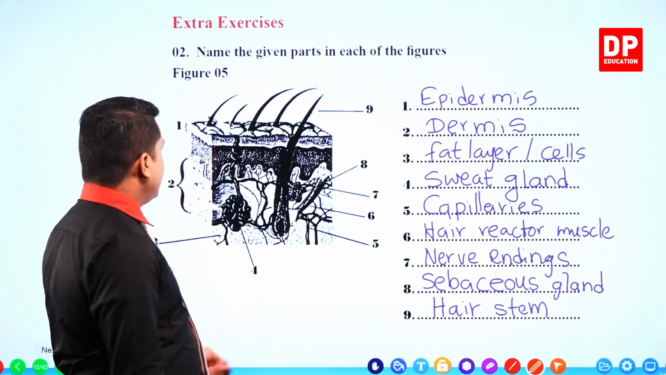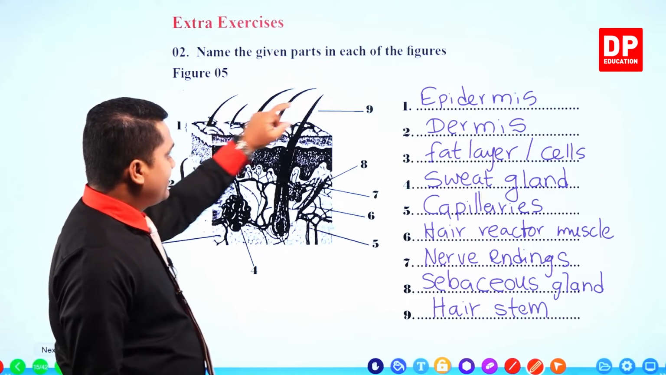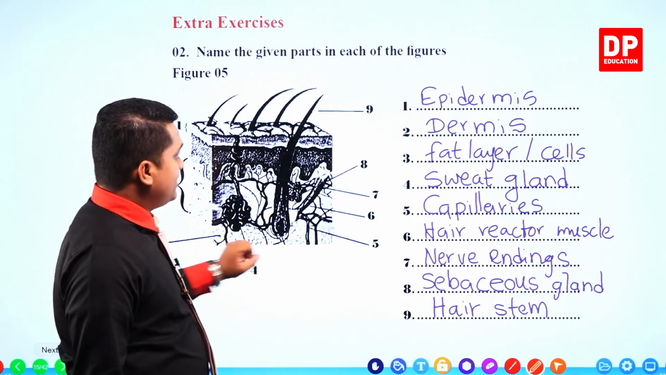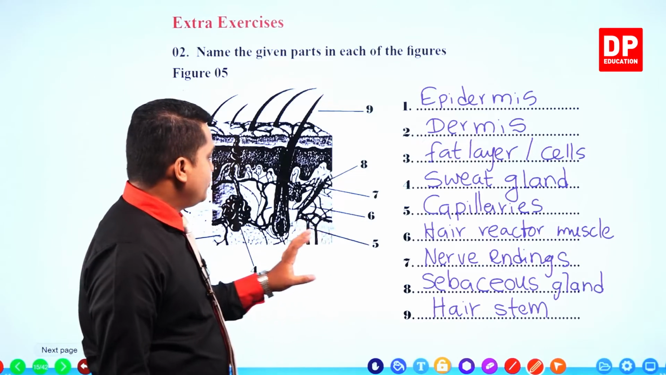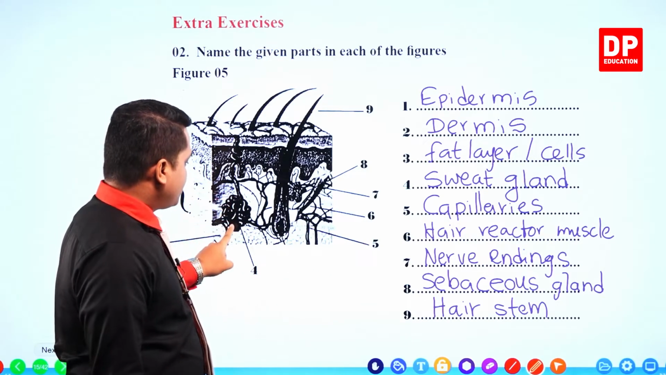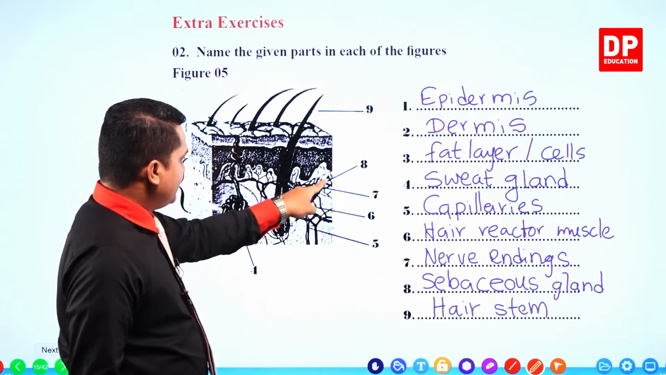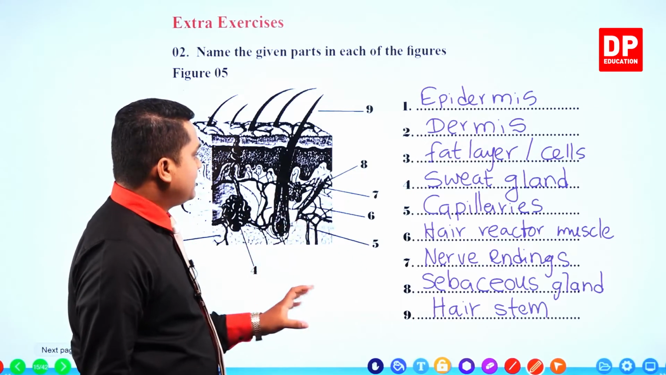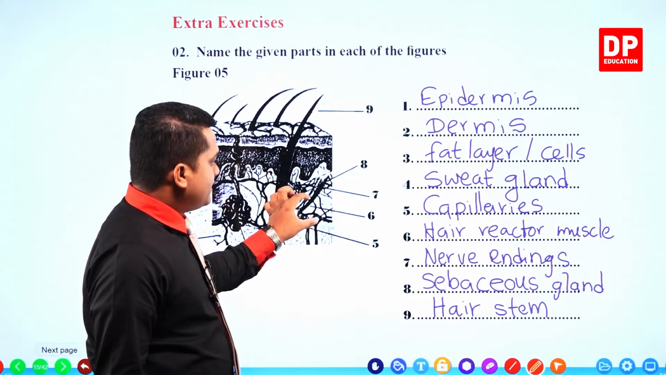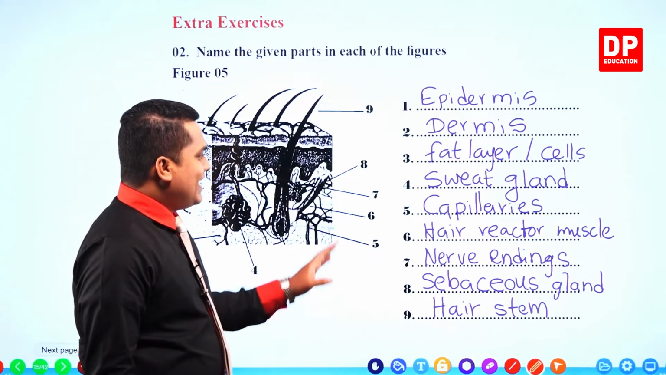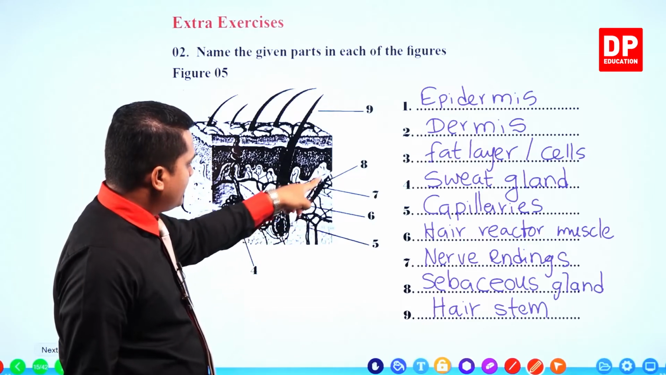Next figure number 5, related to the skin. The thinnest layer in the skin is the epidermis, the thickest layer is the dermis. Beneath that, you can observe the fat layer. Then number 4, you can observe glands like the sweat gland. Then you can observe number 8, associated with the hair follicles. You can observe sebaceous glands. Then there are small bits of nerves and blood capillaries. After that, the hair erector muscle, number 6 here.